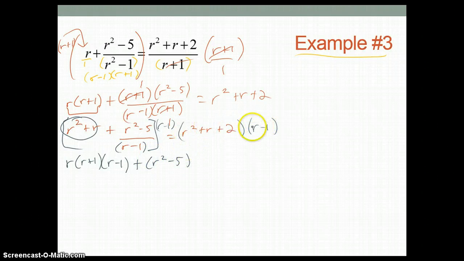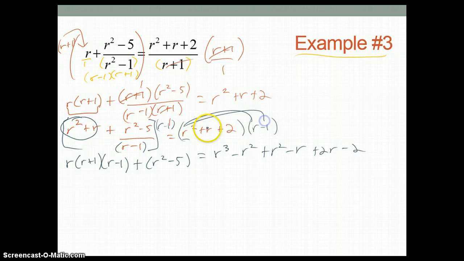And then when you FOIL this out, you distribute it out, so each piece here goes to every piece over here. You get r to the third minus r squared plus r squared minus r plus 2r minus 2. And that was me just doing this to every single term. So it's just a little extension.